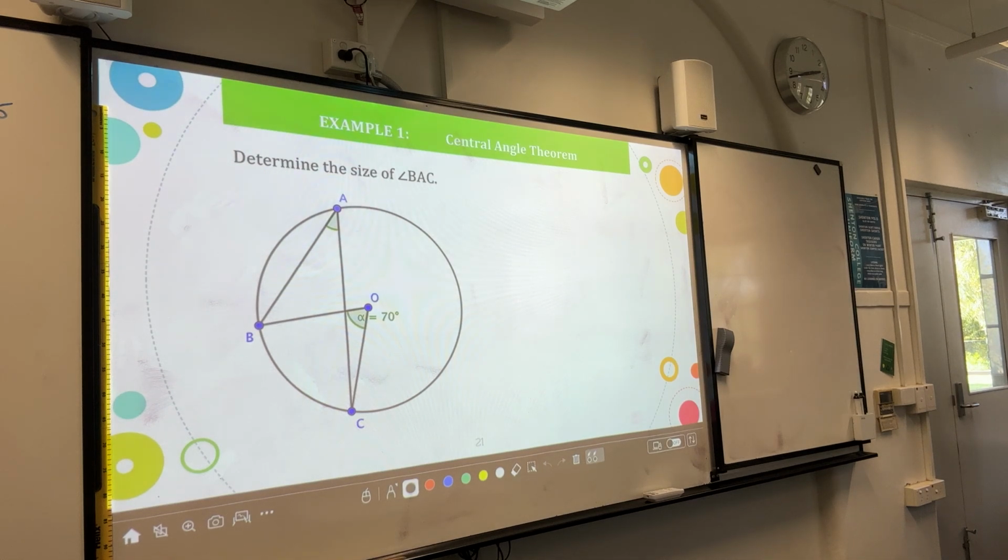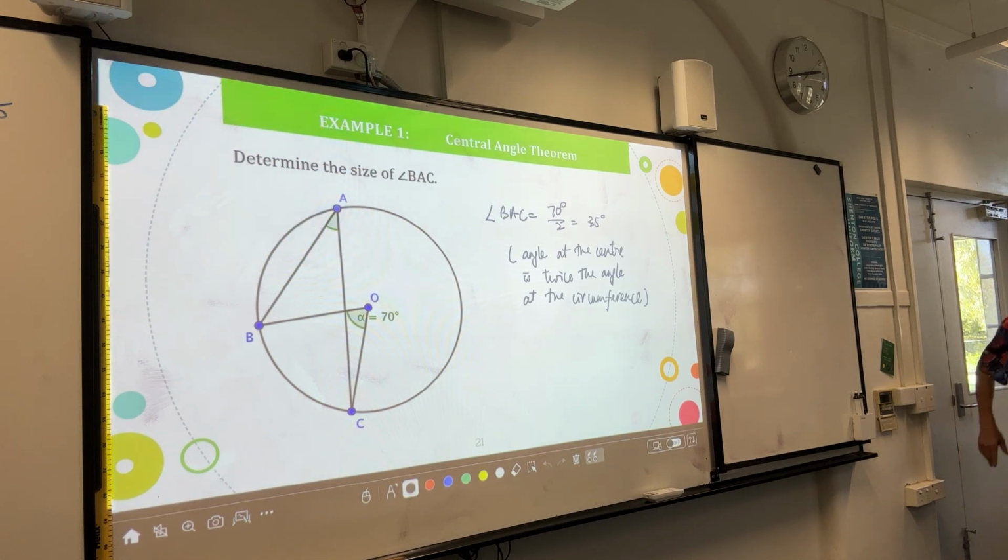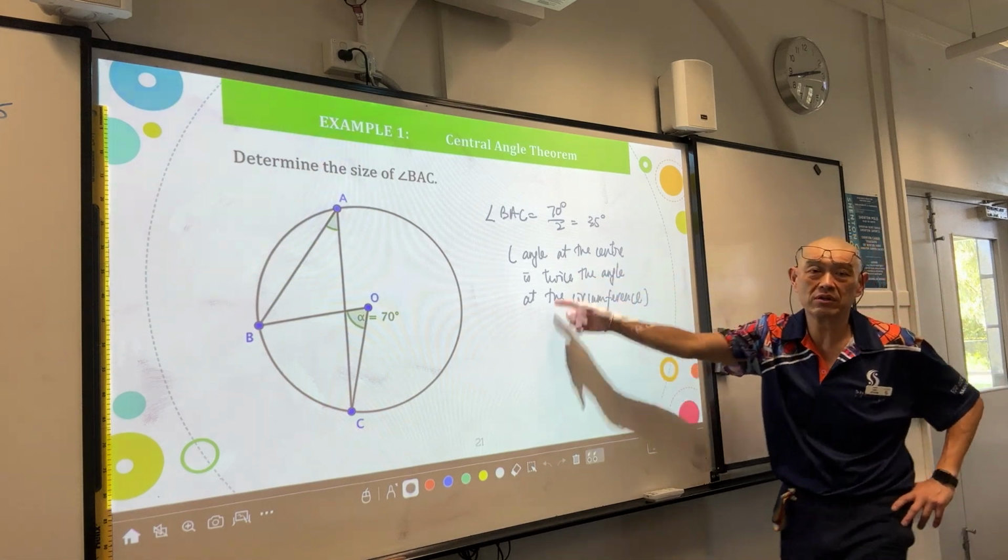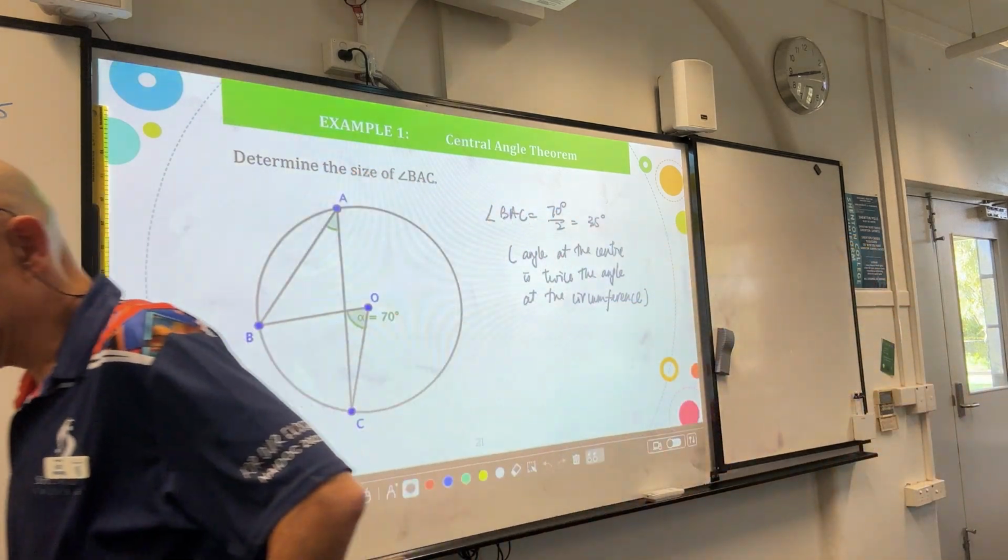You are asked to determine the size of angle BAC. You know that it will be half of alpha, correct? 70 degrees. Okay? Now, at this stage, like I say, you are not asked to write the reason yet. But, if needs be, you must say angle at the center is twice the angle at the circumference. That is the standard reason that I want all of you to give. Alright?